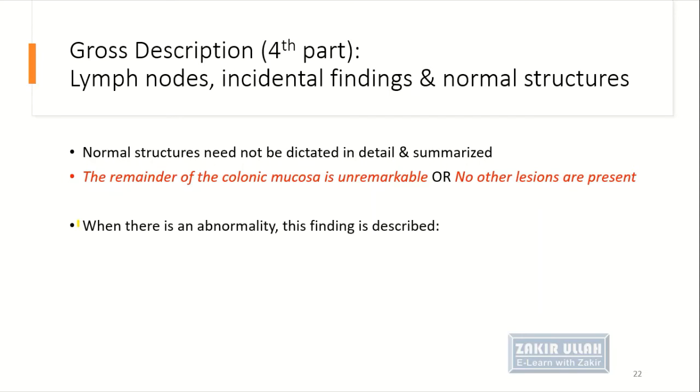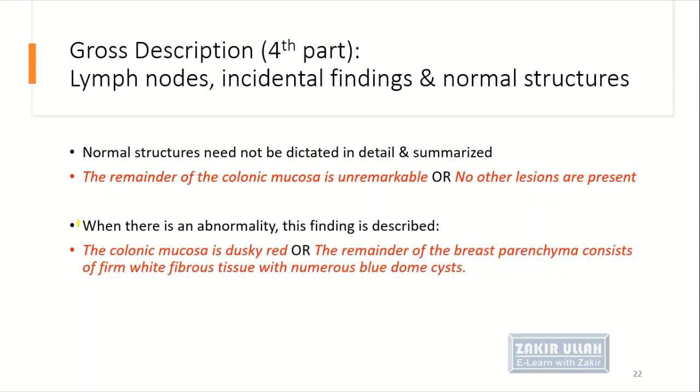And if there is any abnormality, this finding should be described. For example, the colon mucosa is dusky red. So this is the important point. Or the remainder of the breast parenchyma consists of firm white fibrous tissue with numerous blue dome cysts. So these are the important information which was not mentioned in the previous points.